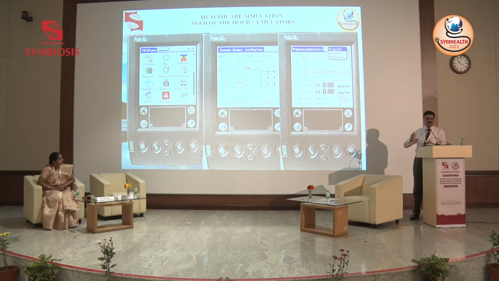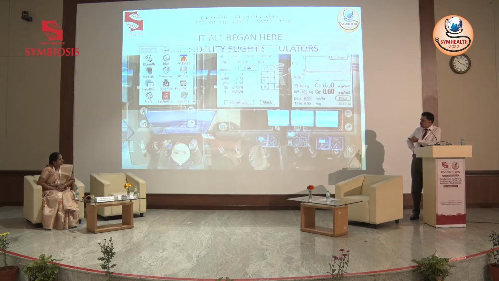So actually, let me say that screen-based simulation started off with these palm tops, so-called. And most of the palm tops were used by the doctors.